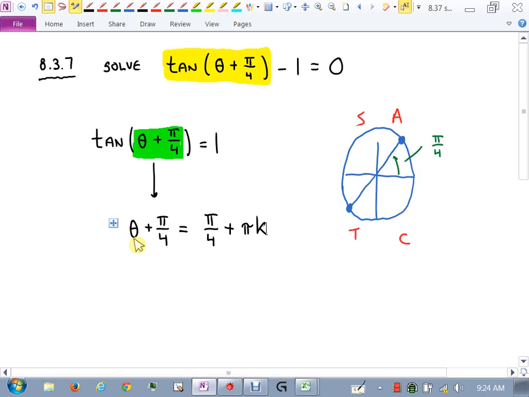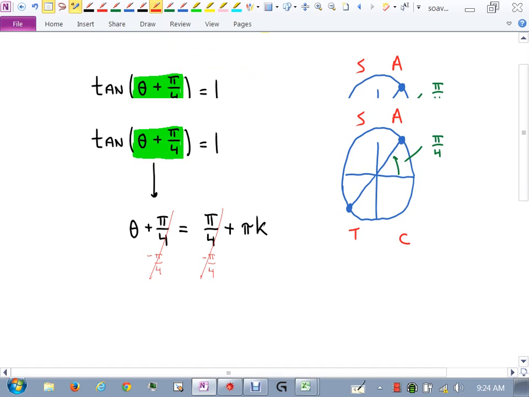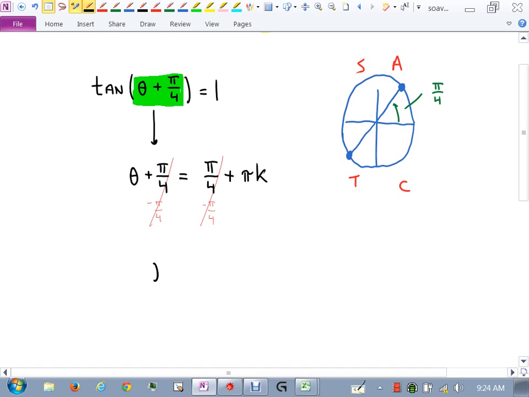So now let's get theta by itself. So what would I do? How do I get that theta here by itself? Subtract pi over 4 on both sides. And what would happen? Luckily for us, those pi over 4s cancel completely, don't they? And we get that theta must be just pi k. This is my general solution.